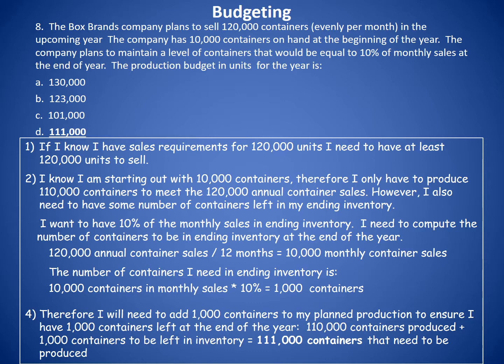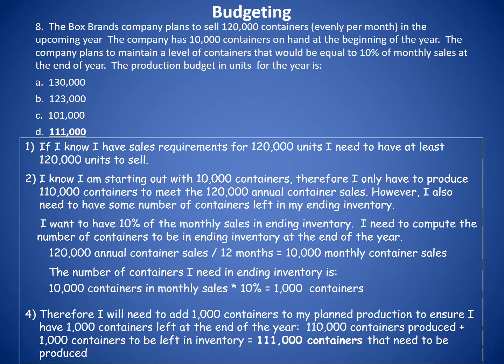However, I also need to have some number of containers left in my ending inventory per my narrative at the top. I want to have 10% of my monthly sales in ending inventory. So I need to compute the number of containers that need to be included in ending inventory at the end of the year. So I need to come up with my monthly container sales, which is 120,000 annual container sales. And as I said, they're sold evenly per month, so I divide it by 12 months. So my monthly container sales are equal to 10,000 per month.